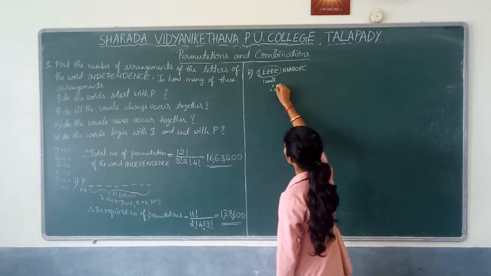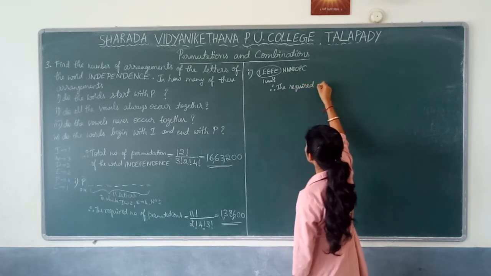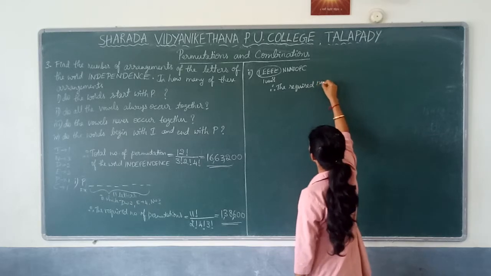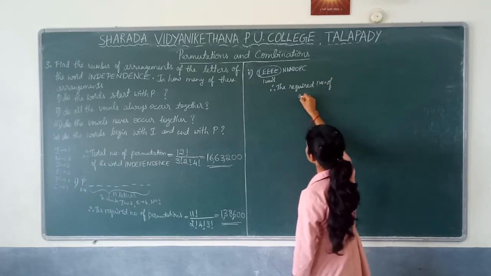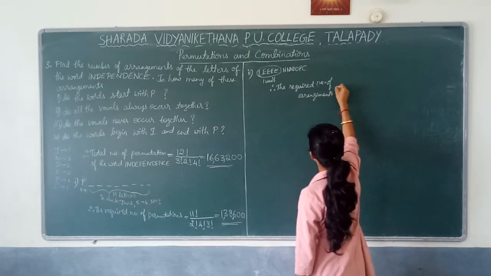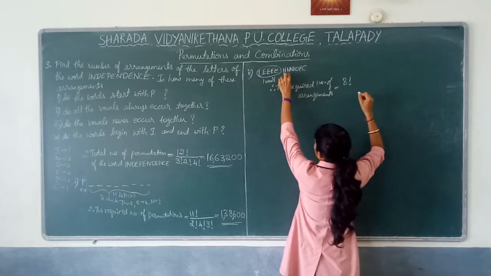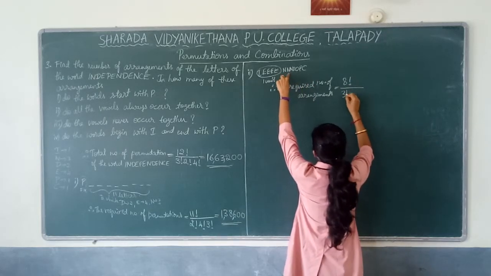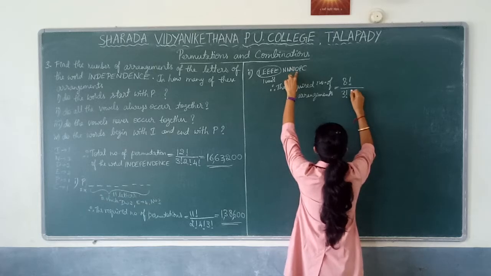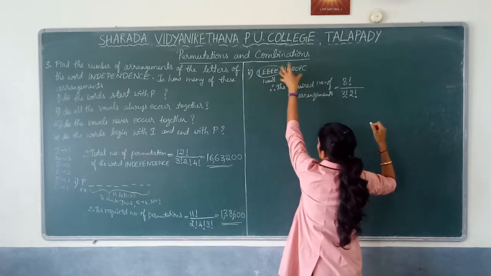Therefore the required number of permutations, or arrangements, is equal to 8 factorial, because 8 units are there. In that N is repeating 3 times, so we have to divide by 3 factorial. D is repeating 2 times, so we divide by 2 factorial. No other is repeating among these units.